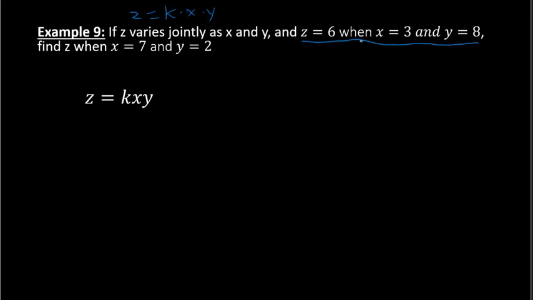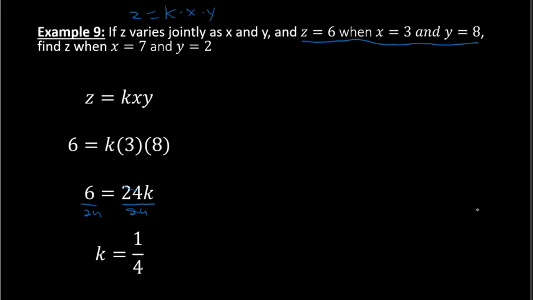So we can use this scenario to determine what is k so that I can find z when x is 7 and y is 2. So plug a 6 in for z, a 3 in for x, and an 8 in for y. So I have 6 equals k times 3 times 8. Well, 3 times 8 is 24, and then I could divide both sides by 24. So k would equal 6 over 24, which would equal 1/4.